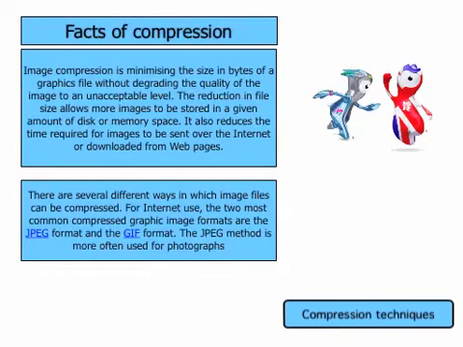There are several different ways in which image files can be compressed. For internet use, the two most common compression formats are JPEG and GIF. JPEG method is more often used for photographs. Okay.